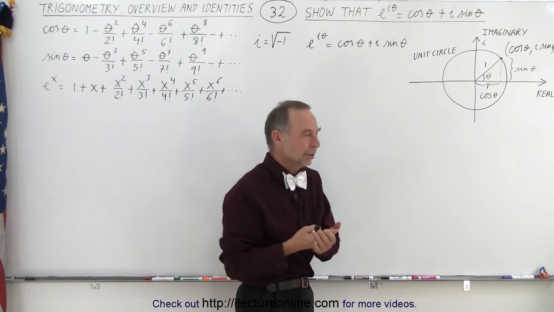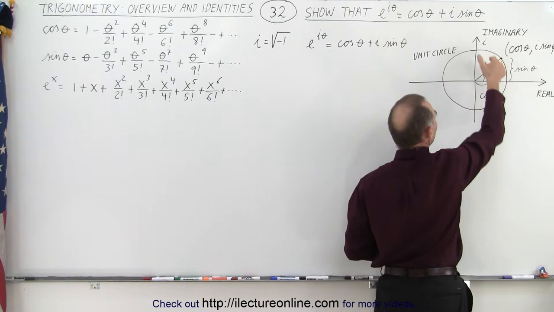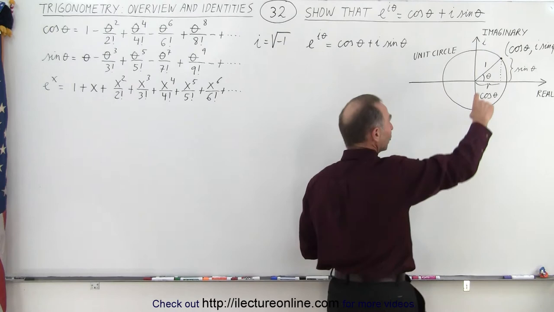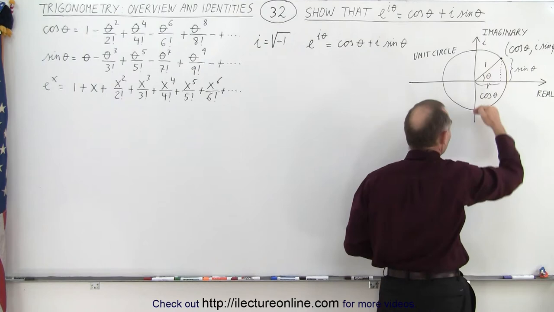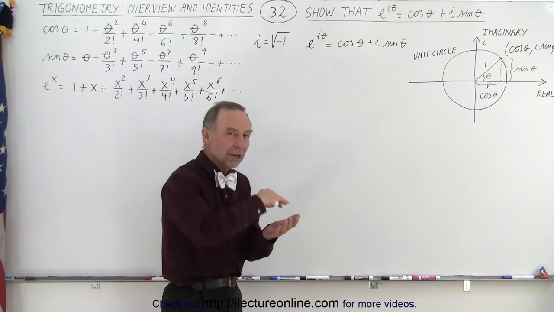Now, as theta gets bigger and bigger, you can see that the point will continue to go around the circle. So the real part of the number will vary between positive 1 and negative 1, back to positive 1, back to negative 1. So it'll vary like the cosine function. And the imaginary part of that will vary like the sine function. So it'll be up to plus i and minus i and plus i and minus i and back and forth like that. So this is simply a sum of a real oscillating function, the cosine of theta, and an imaginary oscillating function, the sine of theta.